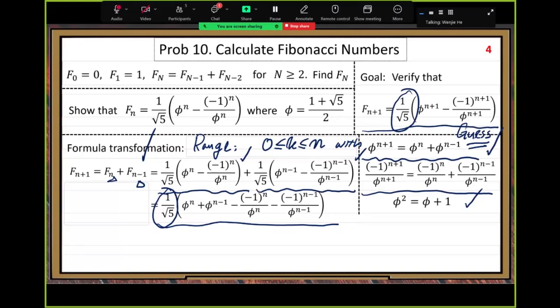So when we start from this equality, can we multiply the same non-zero number on both sides of the equality? This time we multiply by phi to the n minus 1. It's a non-zero term, right? We multiply both sides of the equality. It's also correct. After simplification, you get phi to the n plus 1 equals phi to the n plus phi to the n minus 1. That's exactly the same equality we guessed at the beginning.